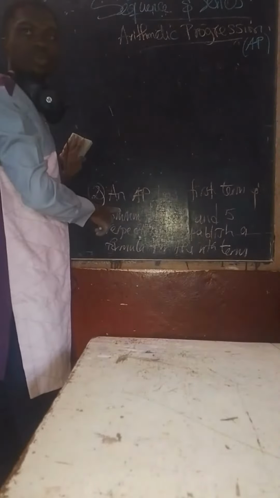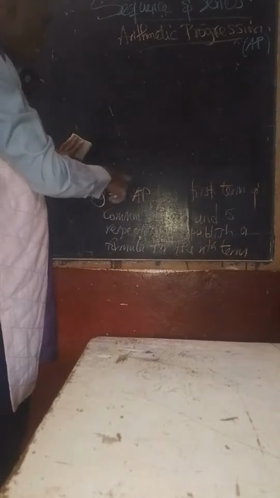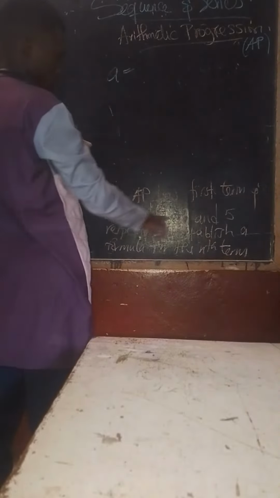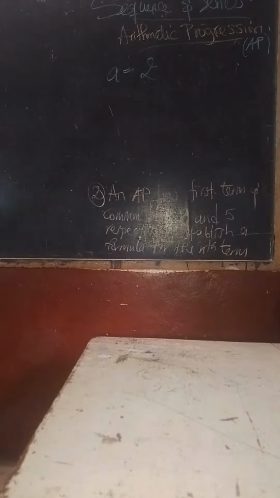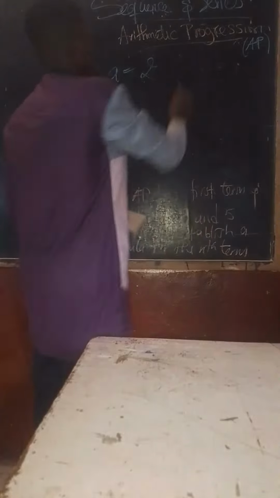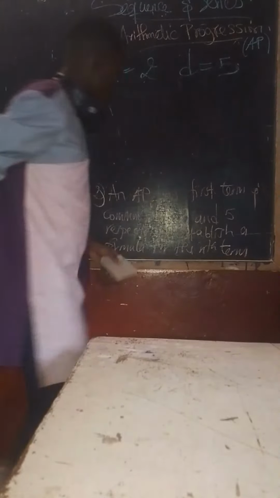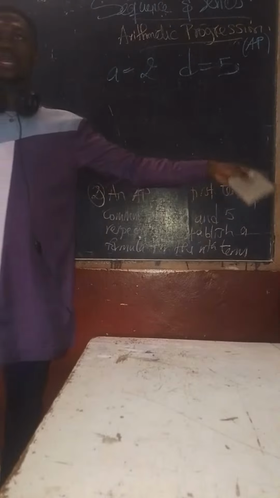So now, that's all for question 1. We are doing question 2 now. Question 2. An AP has first term and common difference 2 and 5 respectively. It simply means that the first term is 2 and the common difference is 5. The question says now, establish a formula for the nth term.